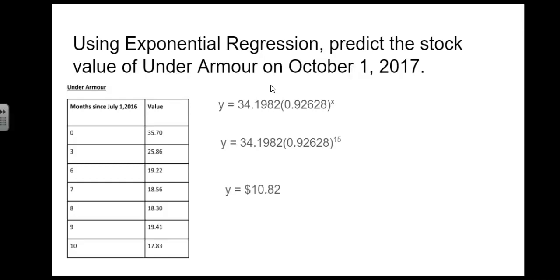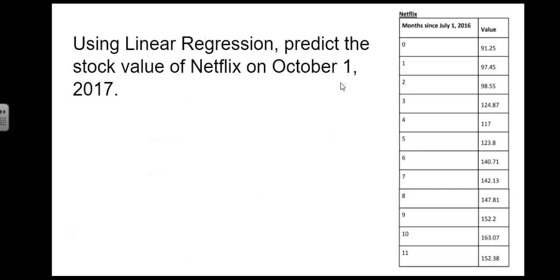So I have $10.82 for the stock value. And when I do this, I do want to check to make sure $10.82 is reasonable, which it looks like it is since my values are decreasing. Let's take a look at one more example. Using linear regression, predict the stock value of Netflix for October 1st, 2017. So I'll start with the equation that I found using linear regression. Substitute the 15, and I have $190.57 for the predicted stock value in Netflix on October 1st, 2017.